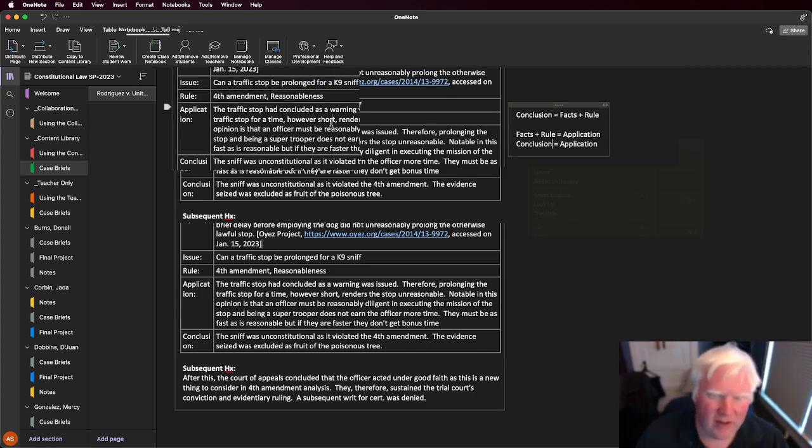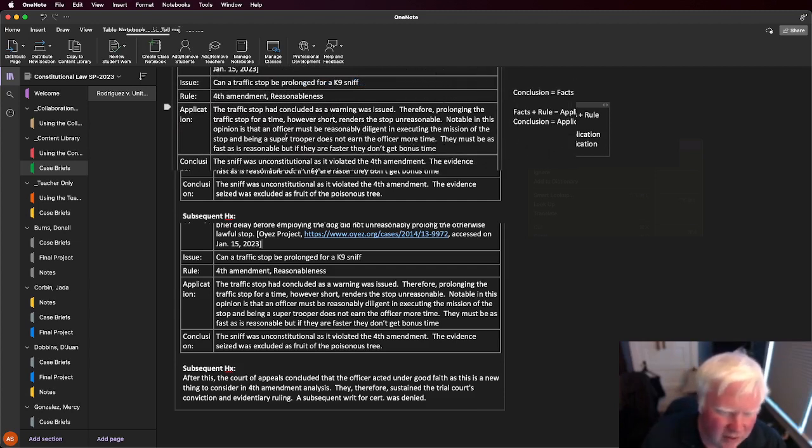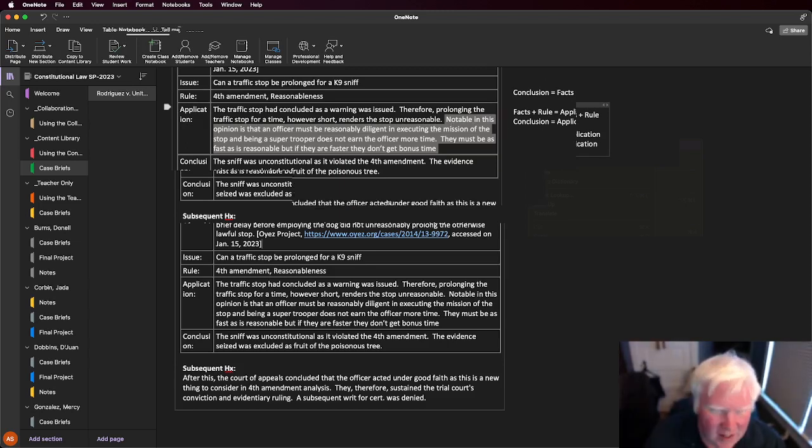500.042 or something. So the application in this case is that the traffic stop had concluded as a warning was issued. Therefore, prolonging the traffic stop for a time, however short, renders the stop unreasonable. I went on to note this because when practicing criminal defense, I really care about this subsequent portion. Notable in the opinion is that an officer must be reasonably diligent in executing the mission of the stop, and being a super trooper does not earn the officer more time. They must be as fast as is reasonable, but if they are faster, they don't get bonus time.